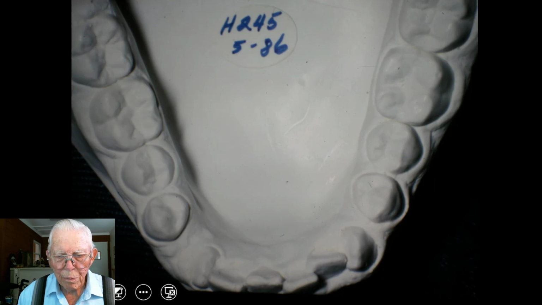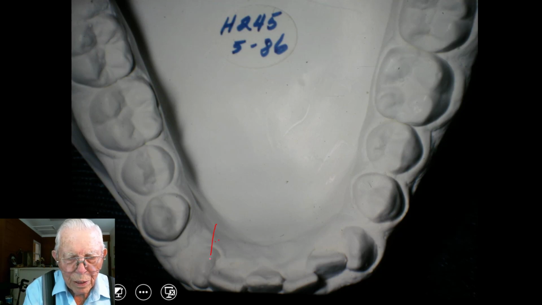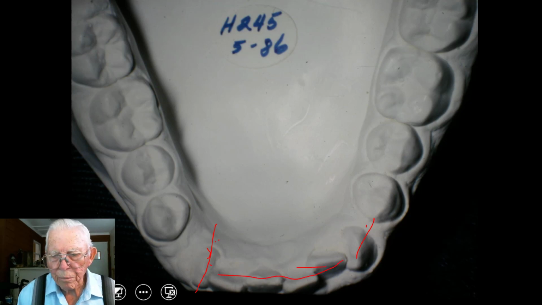Now look at the bottom. We've got some pretty badly rotated teeth. This cuspid is sitting in there like that, and we're going to need to rotate it around. And of course, the same thing here. Need to rotate this one and line this up in here.